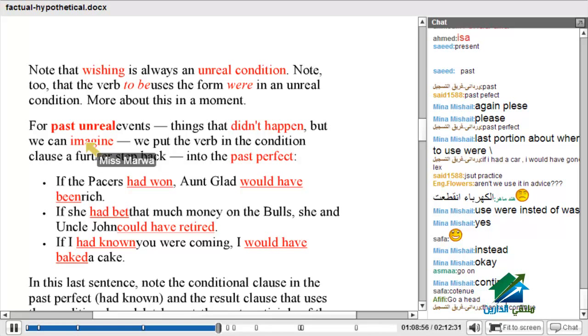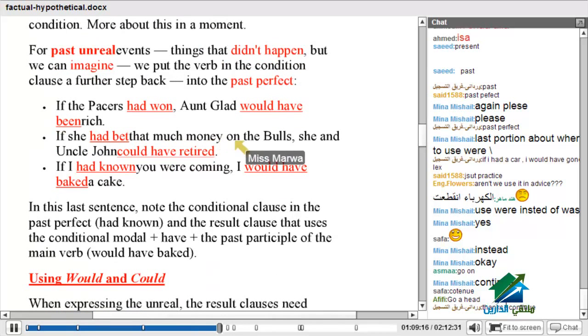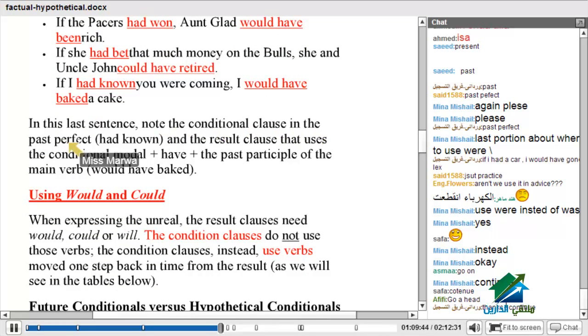ال second case من F بنستخدمها مع الـ wish يعني if I were you for example. Okay. لكن ال third condition لا دي imagination. If she had bet that much money on the polls, she and Uncle John could have retired. Something which is imagination. If I had known you were coming, okay, I'd have baked the cake. Okay, لو كنت عرفت إنك جاي, I'd have baked the cake. In this last sentence, note the conditional clause in the past perfect had known and the result clause that uses the conditional modal have plus the past participle of the main verb would have baked.